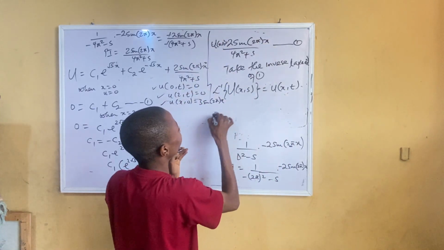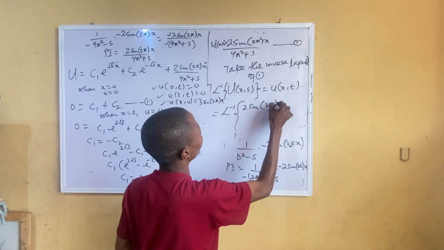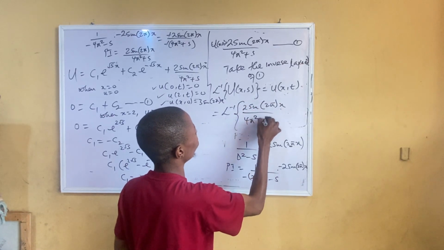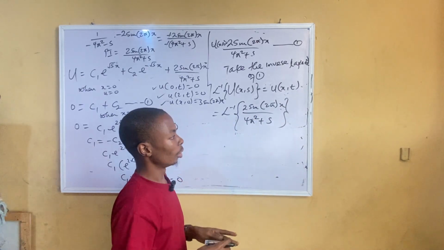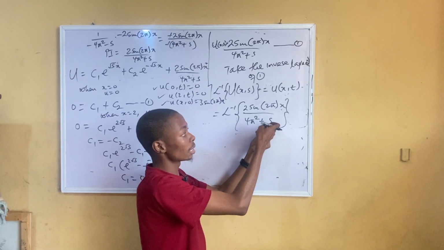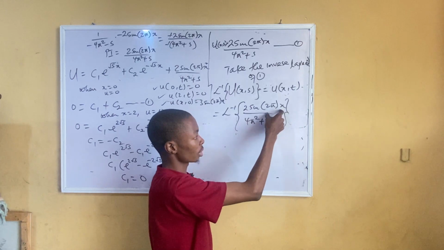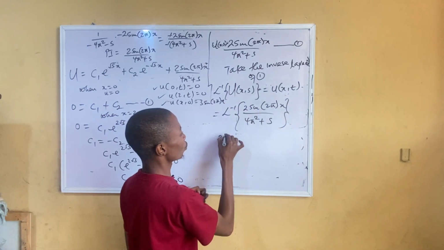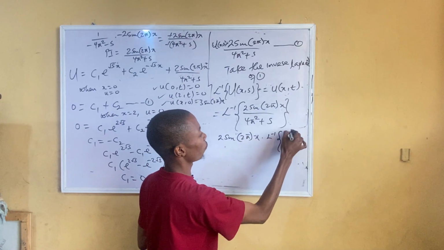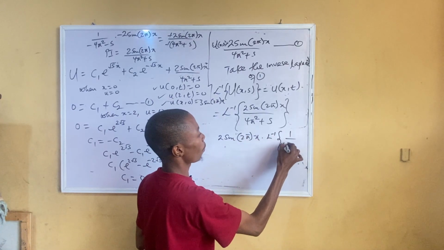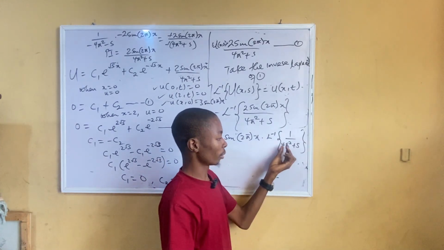Now you will take the inverse Laplace of 2 sine of 2 pi x over 4 pi square plus s. What are we changing? We are changing this s. That is where our focus will be. All these 2 sine 2 pi x will just be constants, so take them out. It will now be 2 sine 2 pi x times the inverse Laplace of 1 over 4 pi square plus s. And don't be scared, this 4 pi square is just a number, a constant.